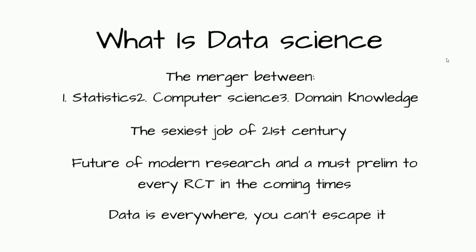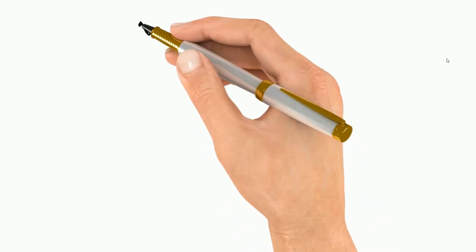What actually got me interested is that in the future, all randomized controlled trials, which are currently considered the gold standard of proving anything in medical science, will have to be preceded by a data science quest. That means a data scientist would look at all the data available about a certain question, and then decide whether a randomized controlled trial should be carried out or not. That's going to be the importance of a data scientist in the coming times. And finally, data is everywhere, so you should have some understanding of the data around you to make sense of it.